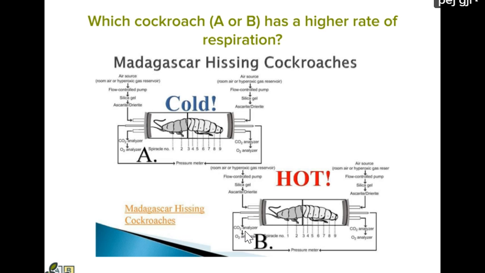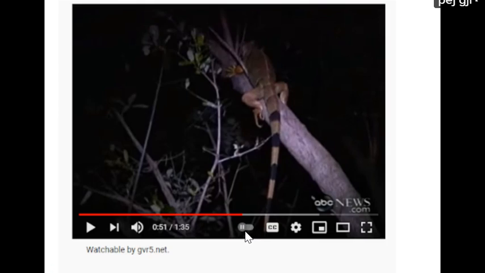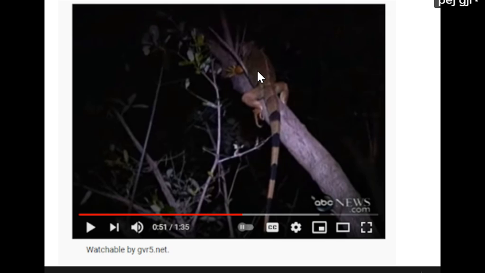The kamikaze lizards. What was happening to those lizards? They were freezing to death in Florida. Remember that? So I want you to think of this was the video, right? Think about the heart rate of this lizard.